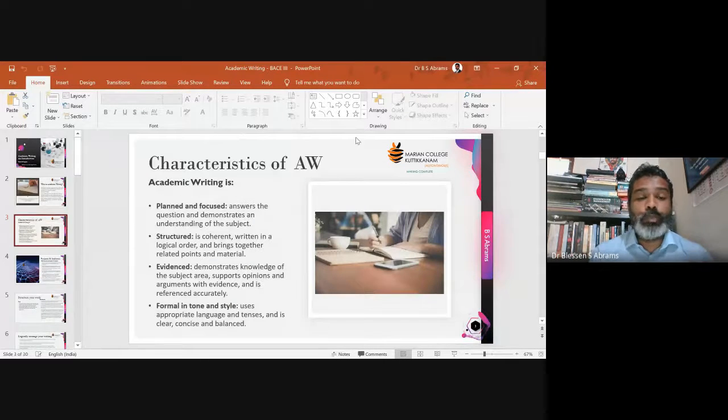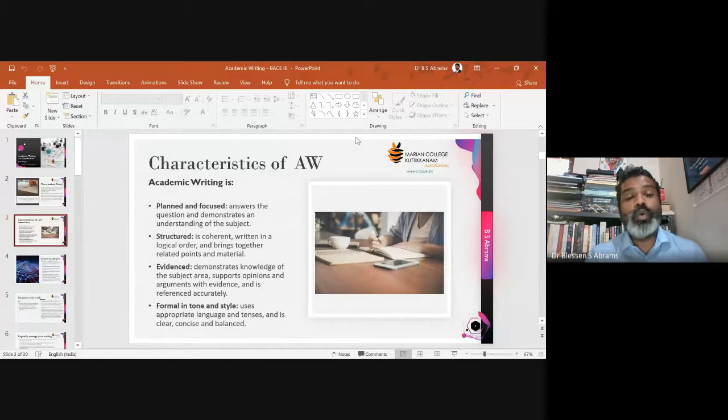So you should be planned and focused. It should be well organized or structured, and whatever you write should be very clearly supported with as much evidence as possible. Not as much as possible, but with the proper evidence.